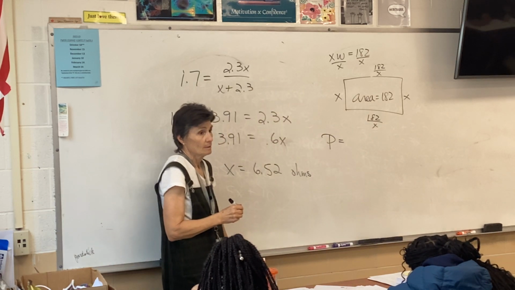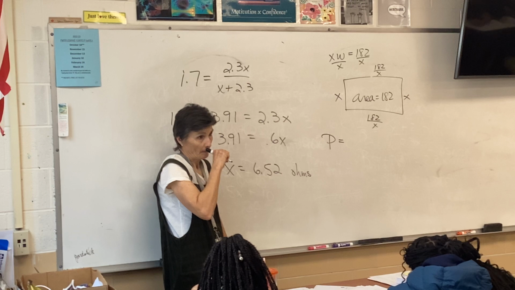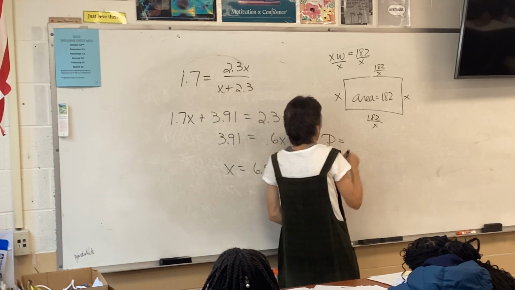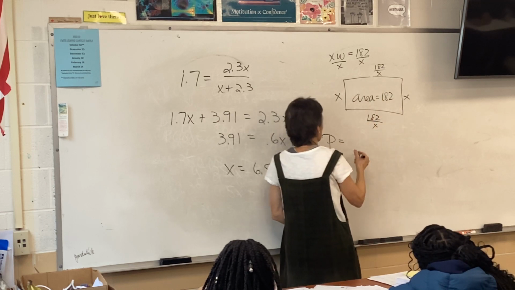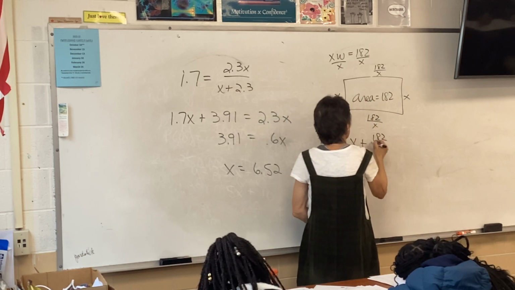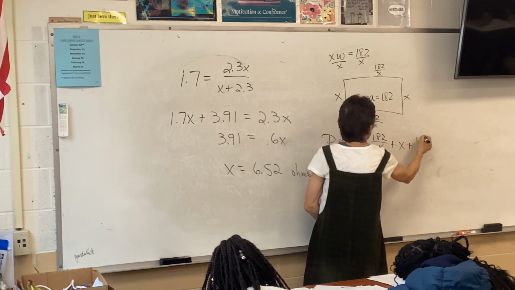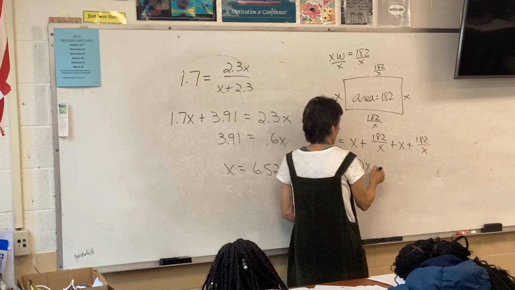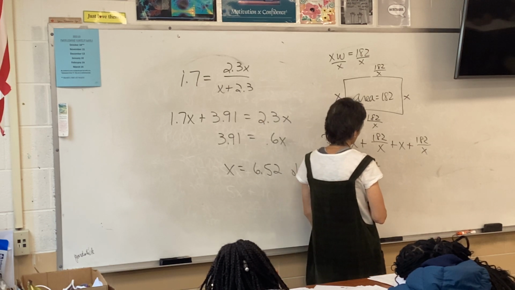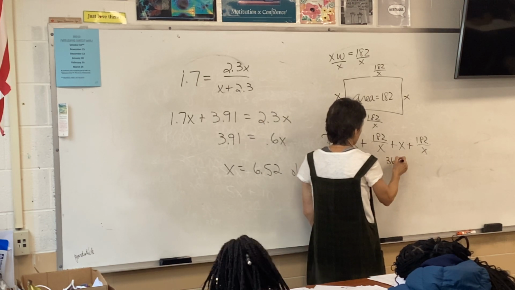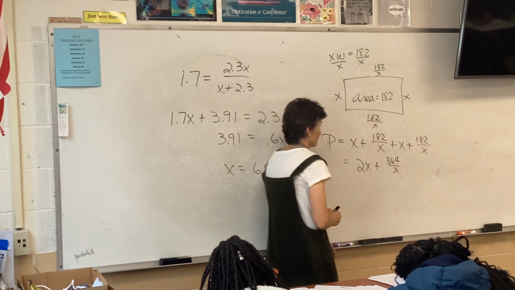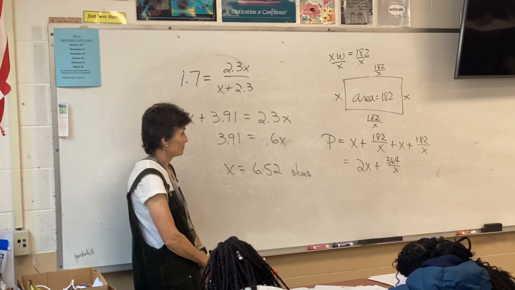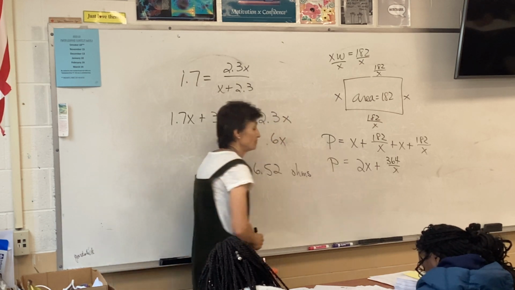So what's the perimeter? Those added up? Yeah. So x plus 182 over x plus x plus 182 over x. So I might as well simplify that. That would be 2x plus, what is that, 364 over x? Yes. 182 plus 182. Mm-hmm. And that's my perimeter?